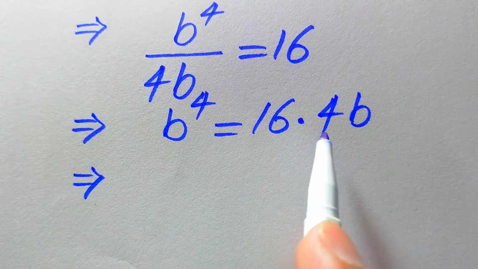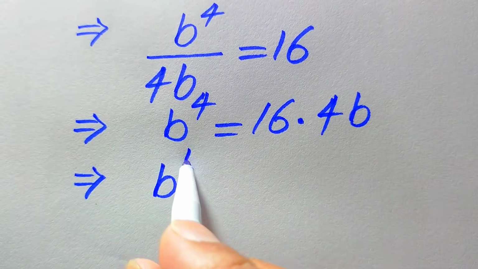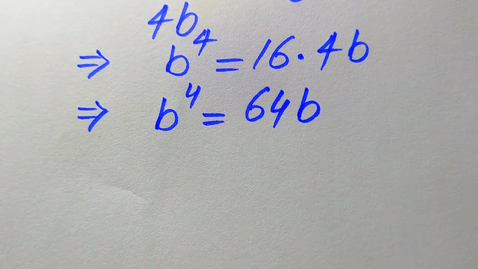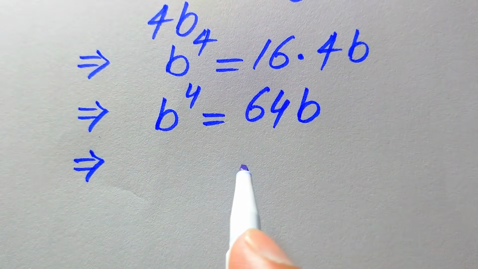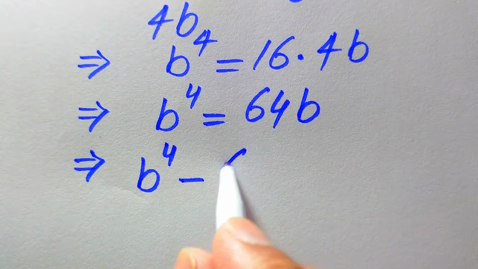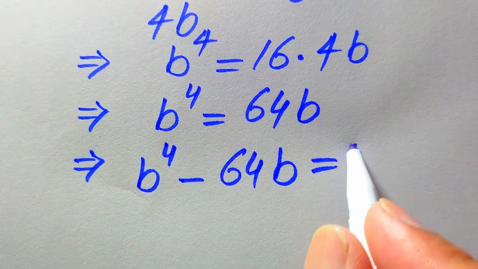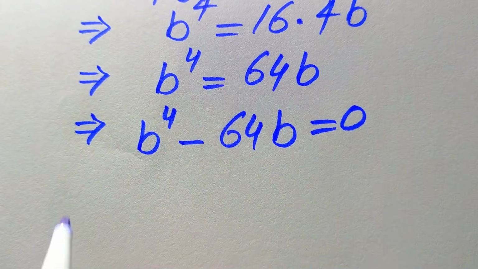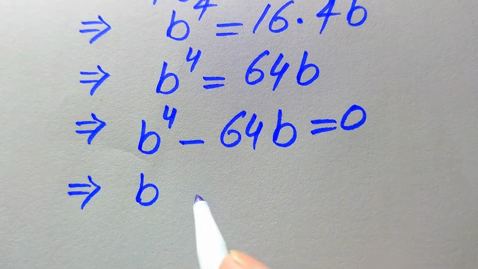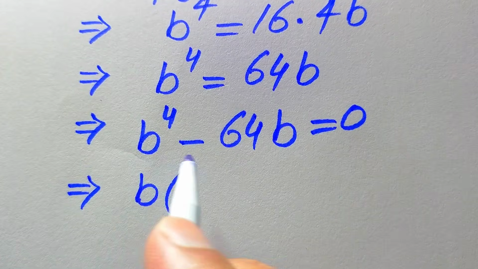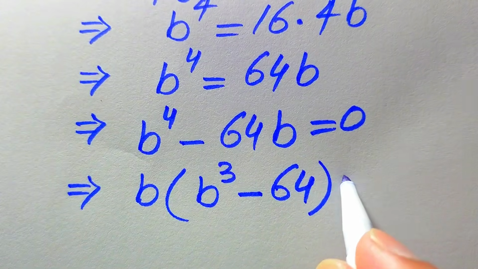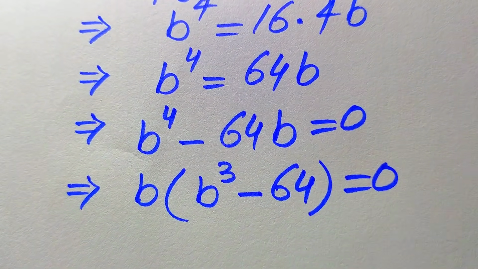So you see that this is 16 times 4. We know that 16 times 4 becomes 64 times b. And now we move the term 64b from the right hand side to the left hand side, and we get b to the power 4 minus 64 times b, and this whole equation equals 0. Now you see that both of these two terms involve b, so we take common b from here and we get the remaining values: b cubed minus 64, and this whole equation equals 0.